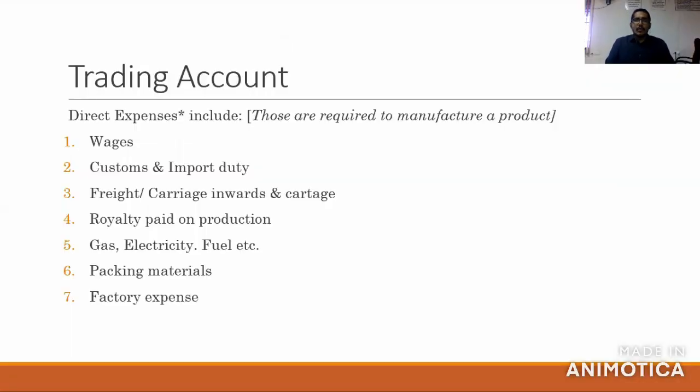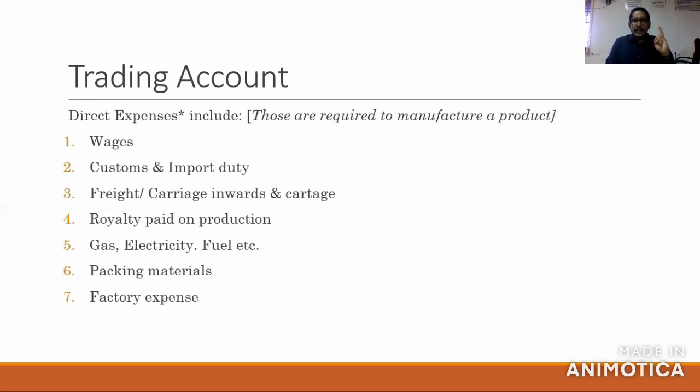So we had discussed how to prepare trading account. So these are the various direct expenses that can be included in the trading account. See the characteristics of these expenses called direct expense: wages, customs duty, freight or carriage inwards or cartage, royalty paid on production, gas, fuel, packing material, factory expense, etc. These are related to the hardcore production of a product, right?